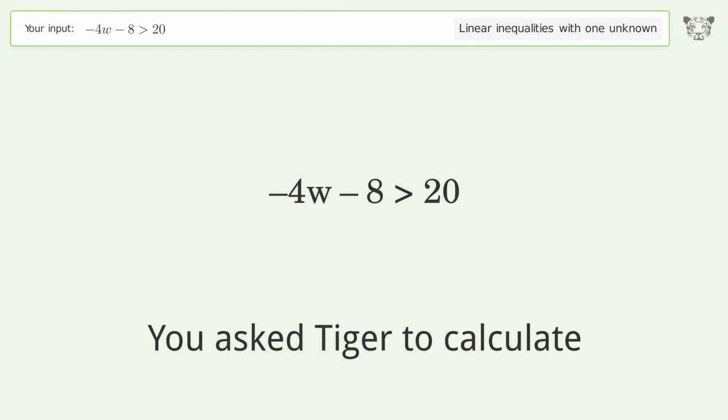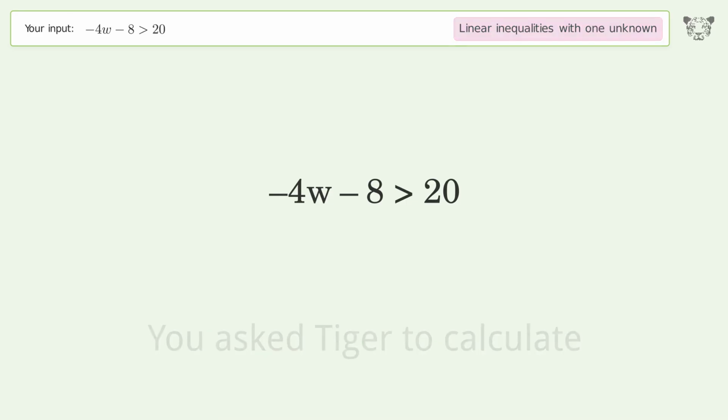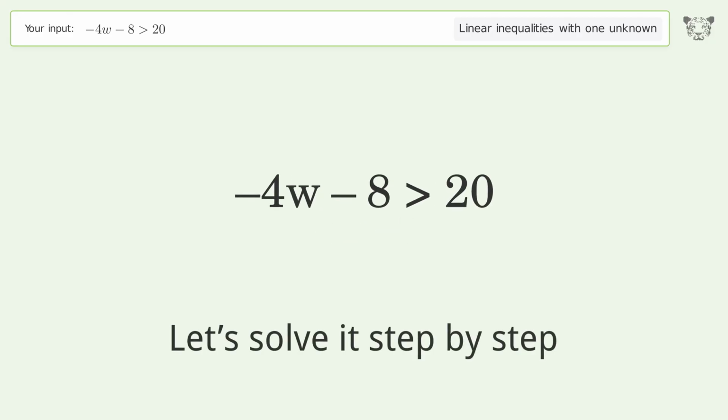You ask Tiger to calculate. This deals with linear inequalities with one unknown. The final result is w smaller than -7. Let's solve it step by step.